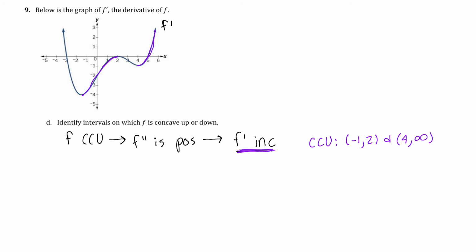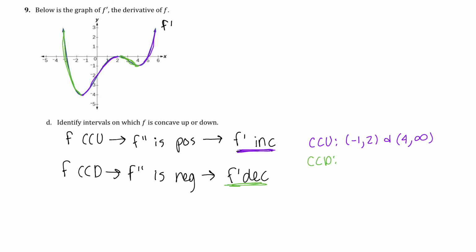This is where f is concave up. f prime itself is not concave up on those intervals. It is f that is concave up. If f is concave down, that means f double prime is negative. If f double prime is negative, it means f prime is decreasing. So we are decreasing on these intervals.